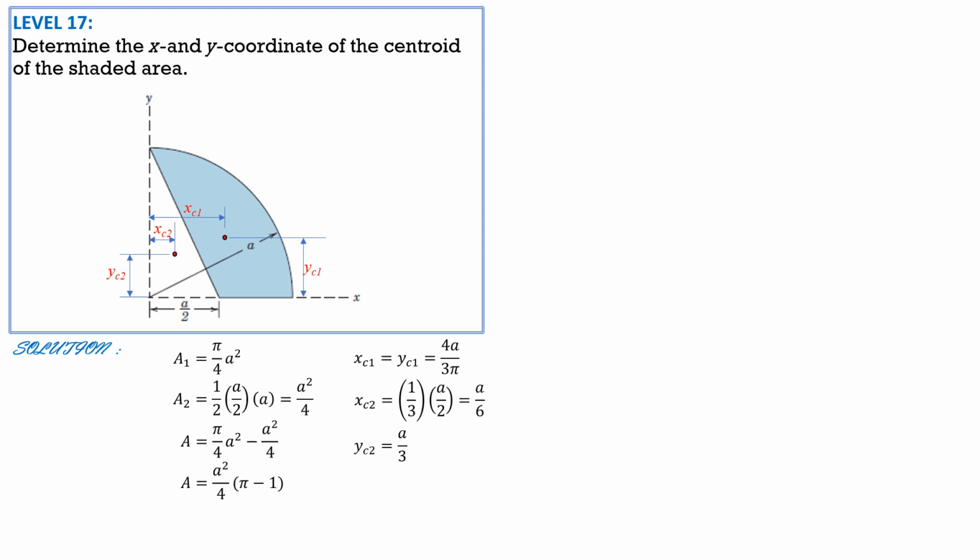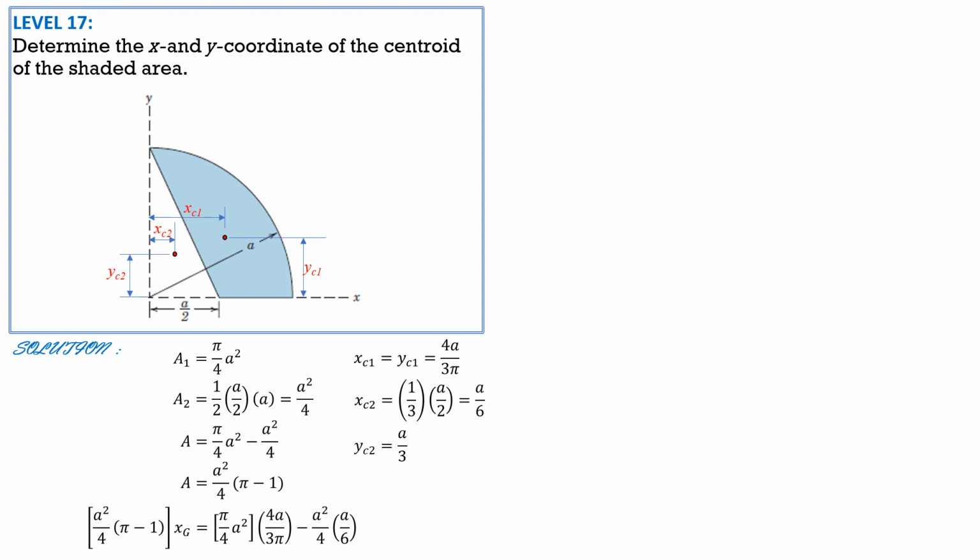So applying Varignon's theorem, area times X sub G equals area of quarter circle times X sub C of quarter circle minus area of triangle times X sub C of triangle. So a square over 4 times (pi minus 1) X sub G equals pi over 4 a square times 4a over 3 pi, minus a square over 4 times a over 6.